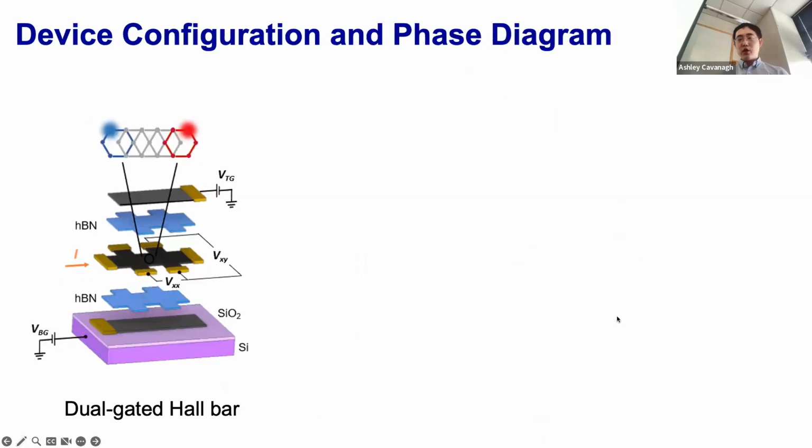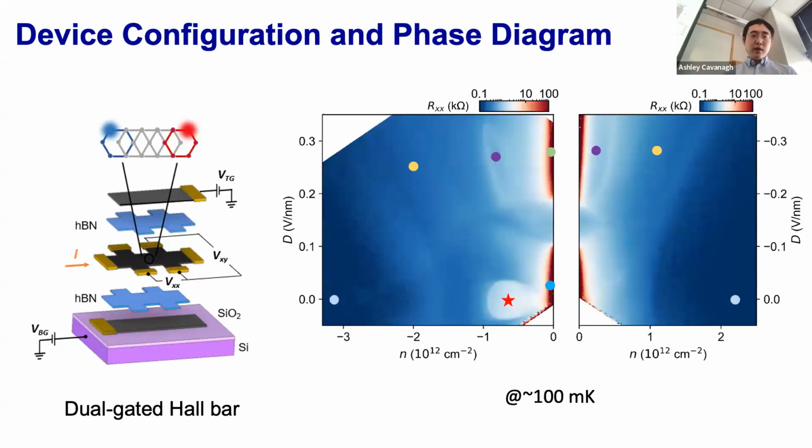Since we're talking about a DC transport experiment, we make this dual-gated Hall bar device, where the core is pentalayer graphene sandwiched by hBN and dual gates, so we can use top and bottom gate voltage to control both the charge density and the electric field independently. Because it's a Hall bar geometry, we can easily measure the longitudinal and the transverse resistance at the same time, precisely. So here is a summary of what we have got.